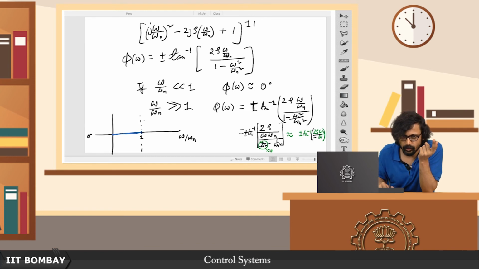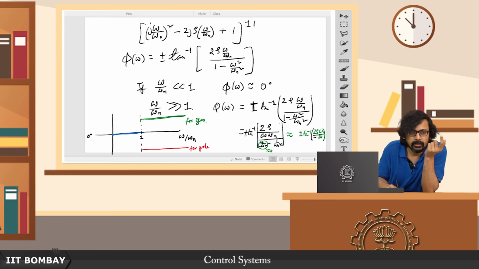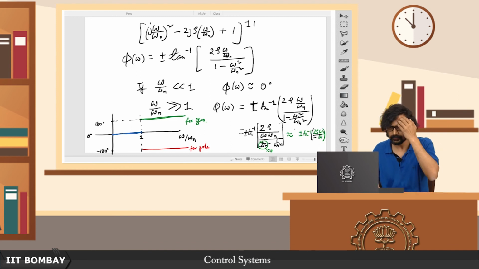It is getting more and more interesting here. And the high frequency asymptote, you see that for the 0, so this is for a 0 and this is for a pole, these will appear at either 180 degrees or minus 180 degrees, right. You can just analyze this function and you will find that this is indeed the case.